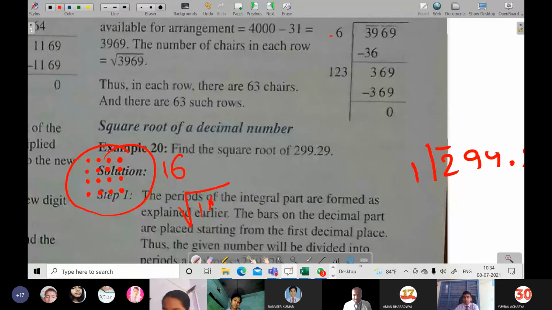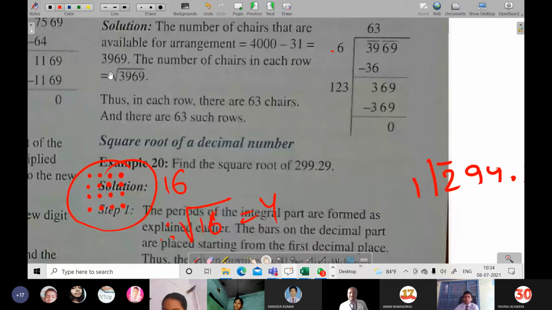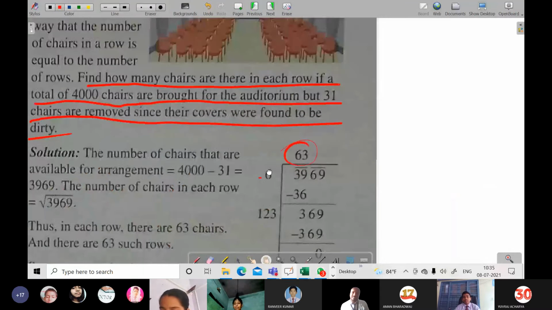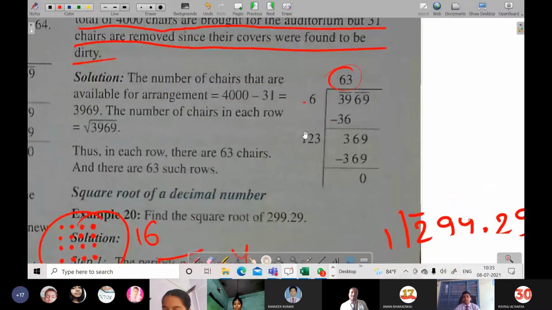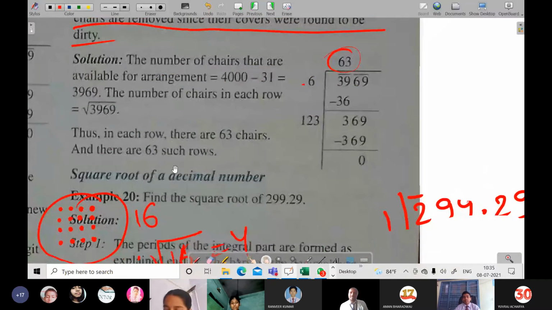Getting it? That is, the number of rows and columns becomes 4. So in the same way here also the total number of chairs is 3969. So its square root has been found by the long division method. The 39 and 69 pair has been formed, and 6 6s are 36. 3 has come down. Now 6 added to 6 becomes 12. Now again when we kept 3, of course with 3 it goes exactly. So 63 chairs can be arranged in one row, and the number of chairs in each row will also be 63. So at last it has been written, thus in each row there are 63 chairs and there are 63 such rows.